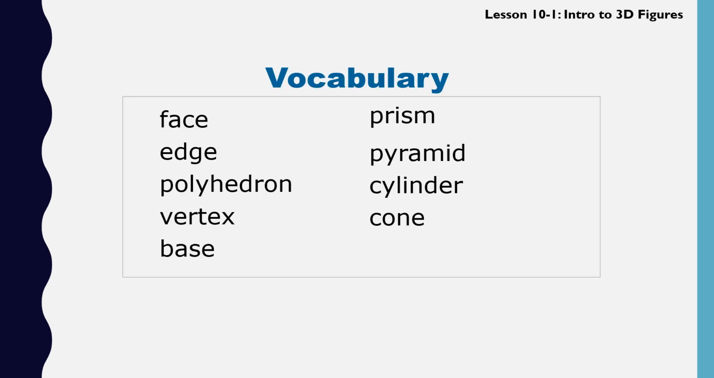Today we will learn to identify various three-dimensional figures. The vocabulary words that we will be focusing on today are face, edge, polyhedron, vertex, base, prism, pyramid, cylinder, and cone. You should pause the video and write these in your notes section now. Later in the video, when you find the definition, you should pause again and write the definition in your own words in the notes section.